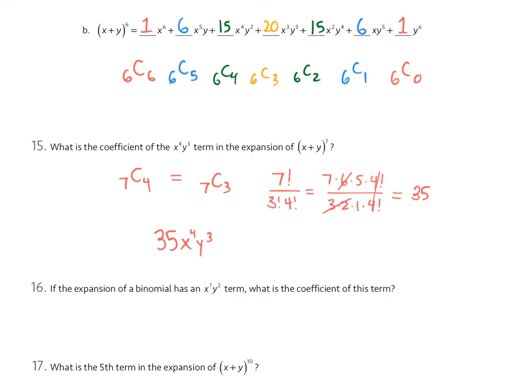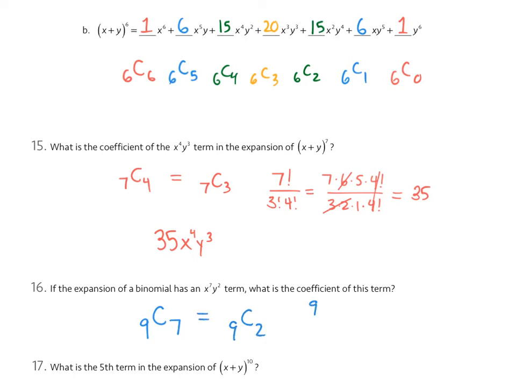Number 16, if the expansion of a binomial has an x to the seventh, y to the second term, what is the coefficient of this term? Well, there would be 7 x's and 2 y's. That's a total of 9 letters. So I know it's going to be a combination with 9 and then choosing a certain amount of letters of one type. I can either look at it from the perspective of x and say it's 9 choose 7 x's, or I can look at it from the perspective of y and say it's 9 choose 2 y's. Both of those are the same.